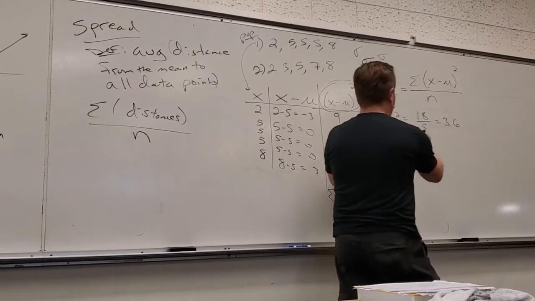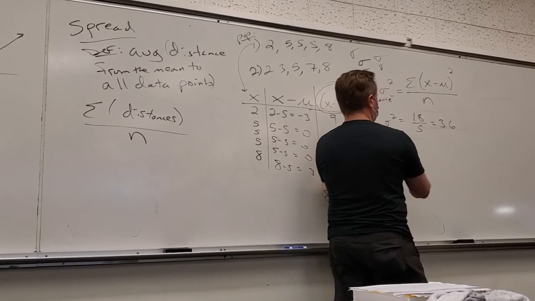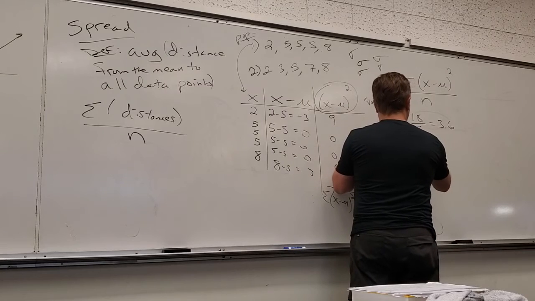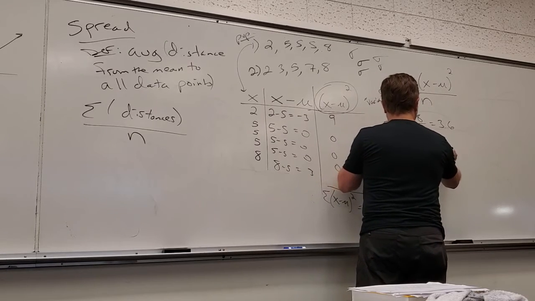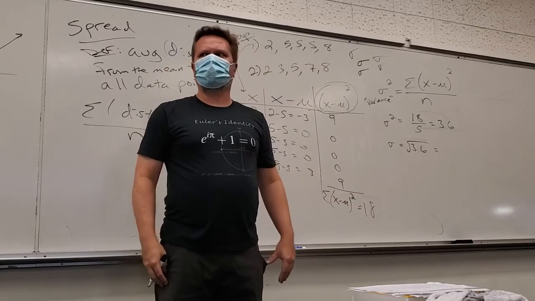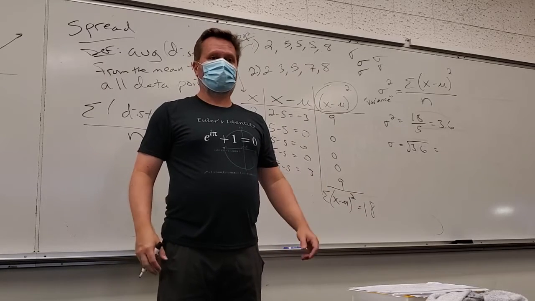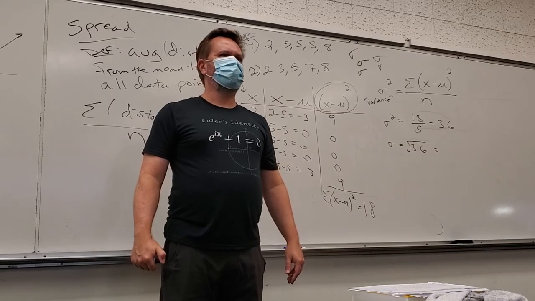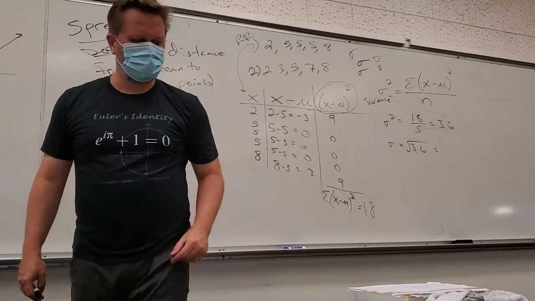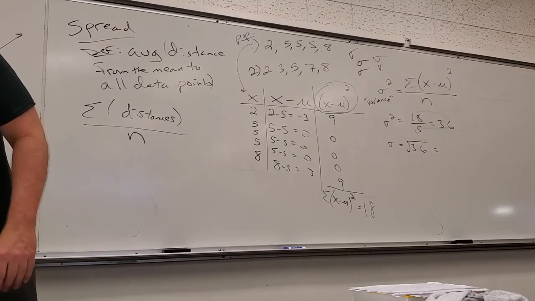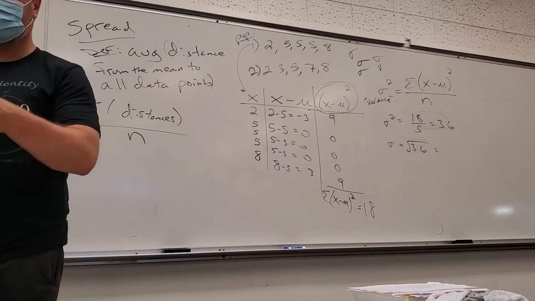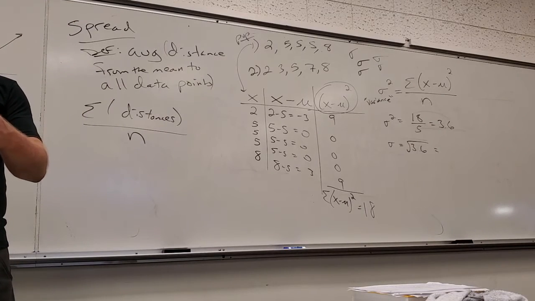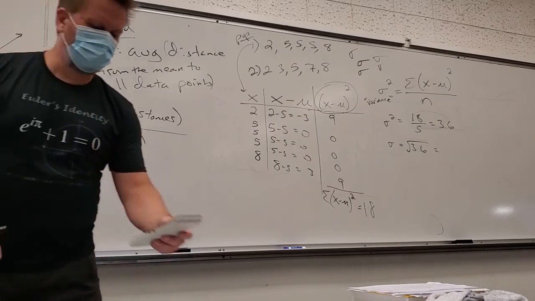And then how do I get the actual spread number? What do I have to do? Square root. So somebody help me out. Sometimes it doesn't turn on. Where's my calculator? Are you my calculator? Yes. 1.897366596.